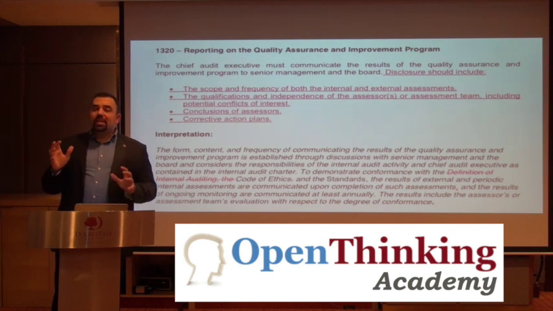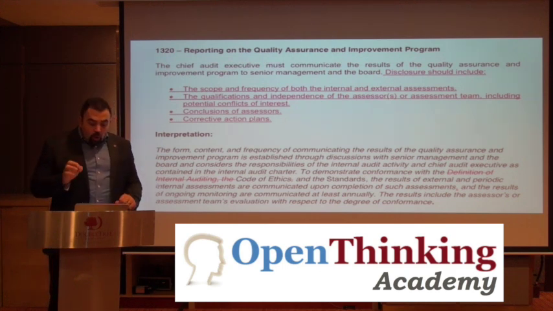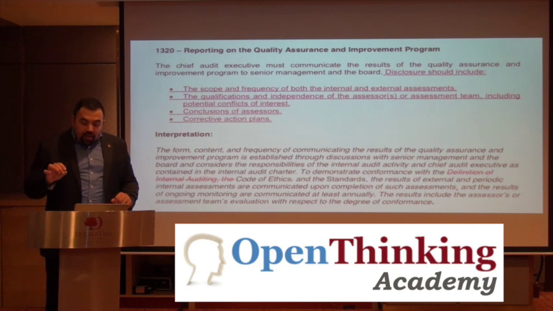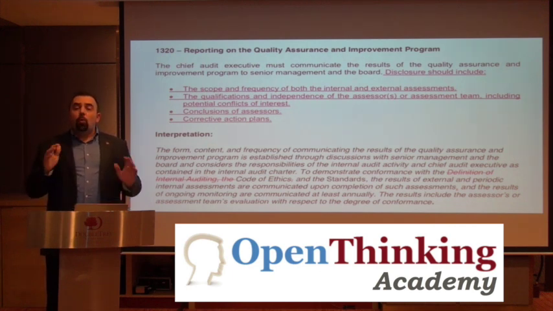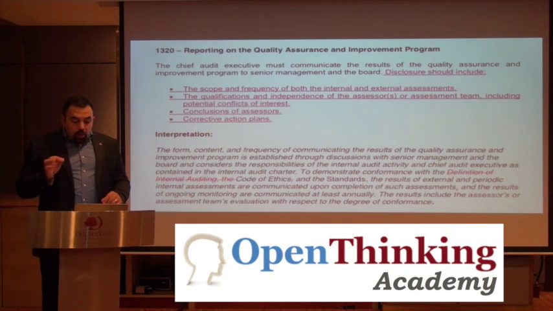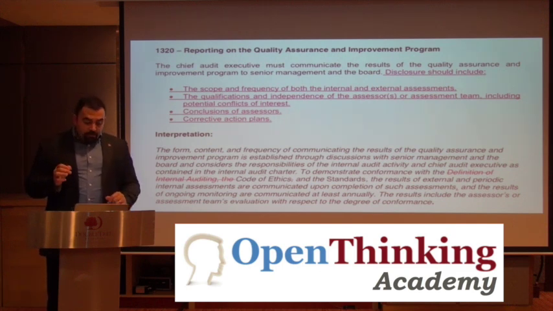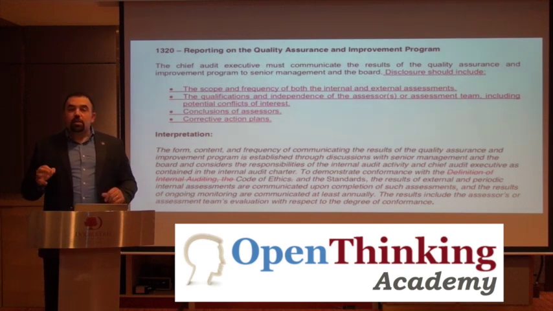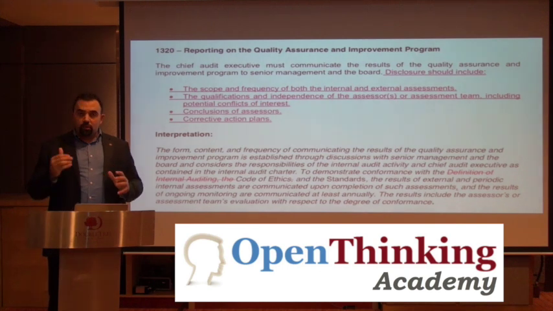When you are communicating the assessment, what you need to include? The scope and the frequency of both internal and external assessment. How often are you doing internal and external assessment? What is the scope that's covering? The qualifications and independence of the assessor and the assessment team, including potential conflict of interest, conclusions of the assessors, and corrective action plans. What is the result of the assessment? And what are the corrective actions that internal auditors need to take to be able to do it much better next time?